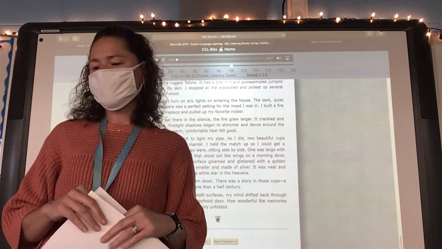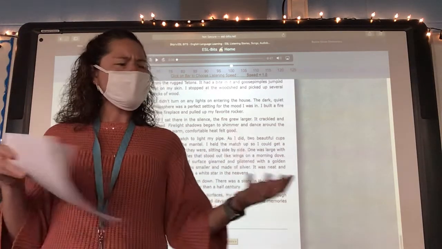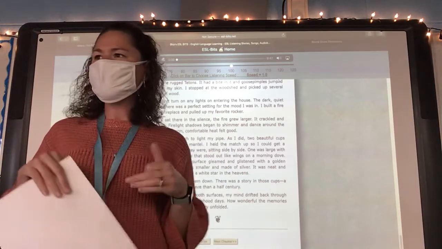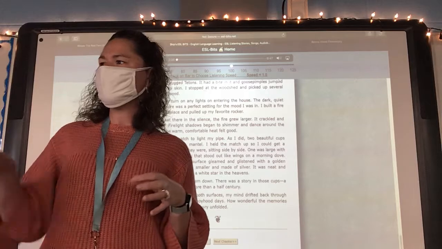All right. So, memories are in those cups. What does that mean? Were there actually things in the cup? We've got some figurative language going here. What does it mean, Riker?